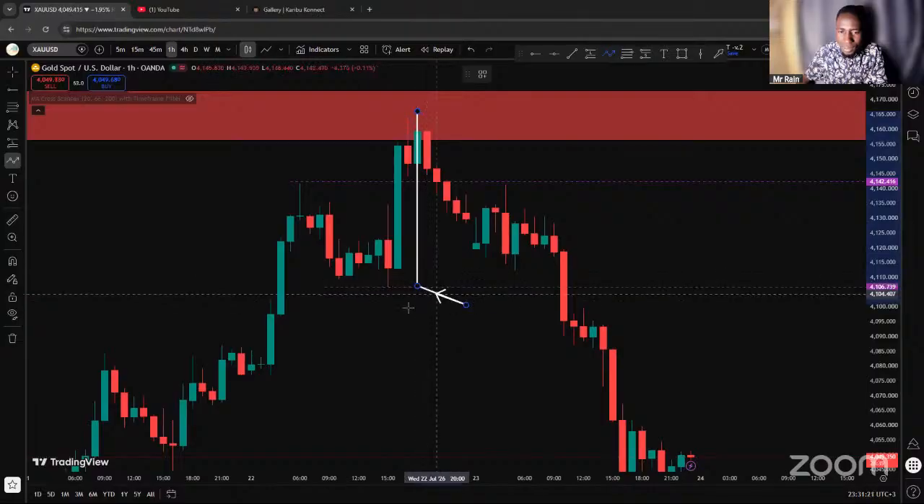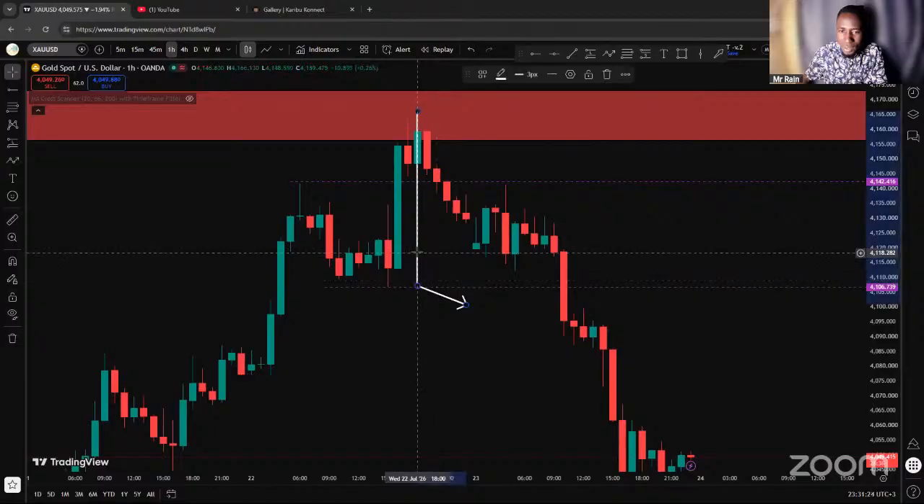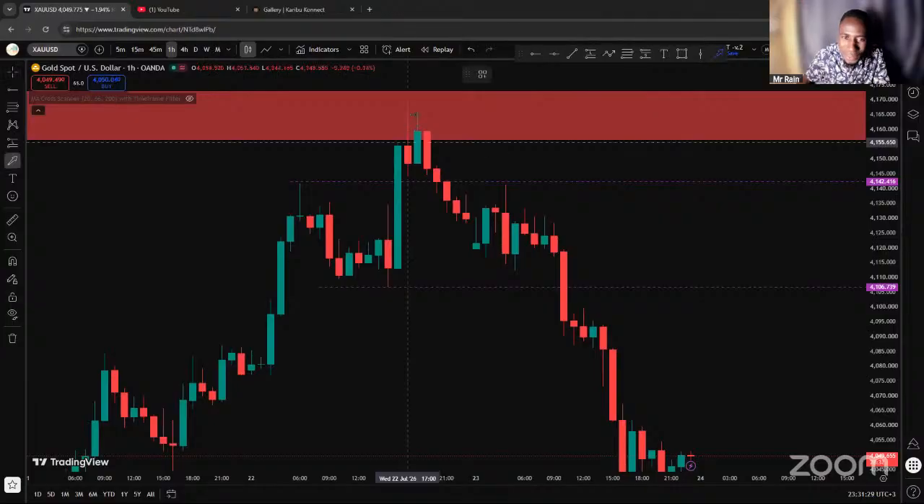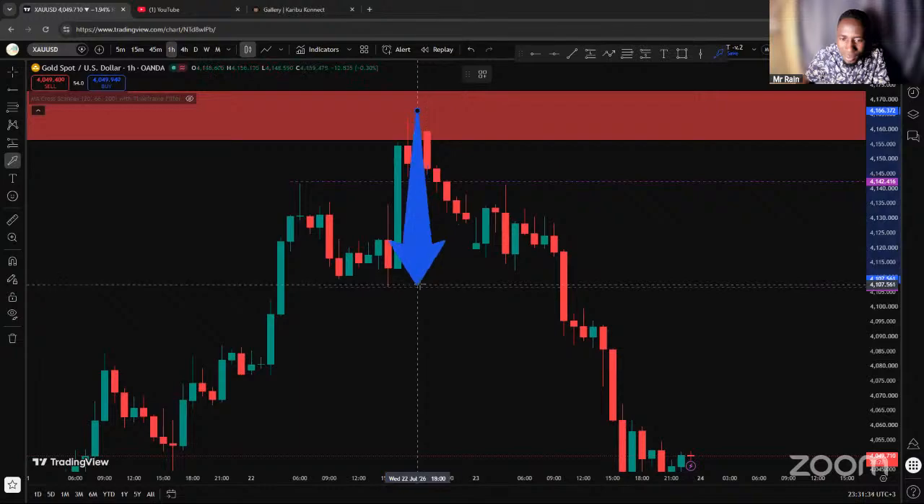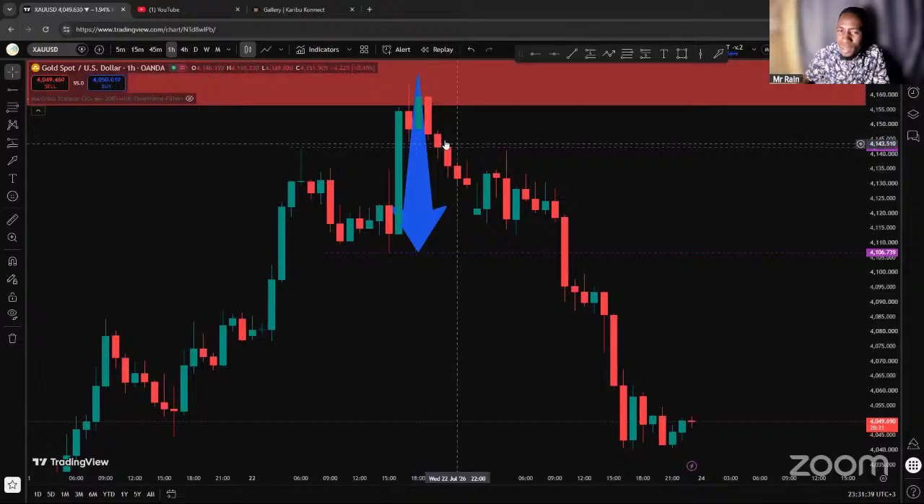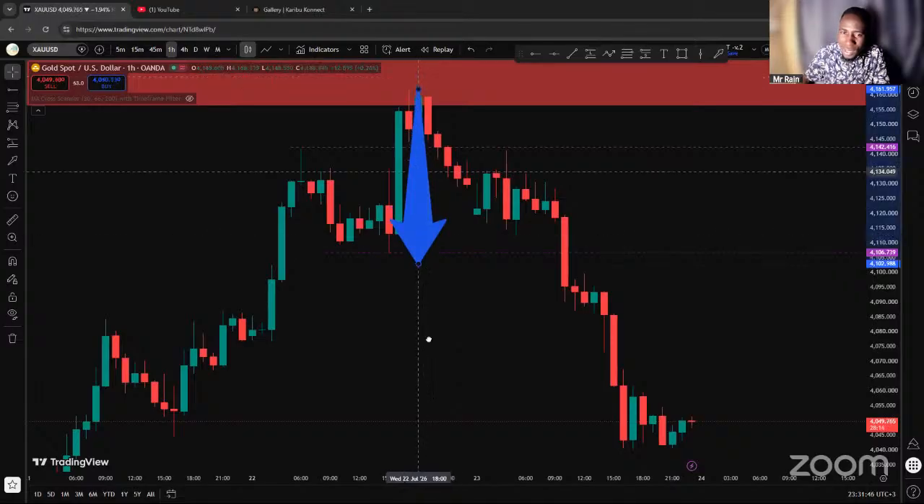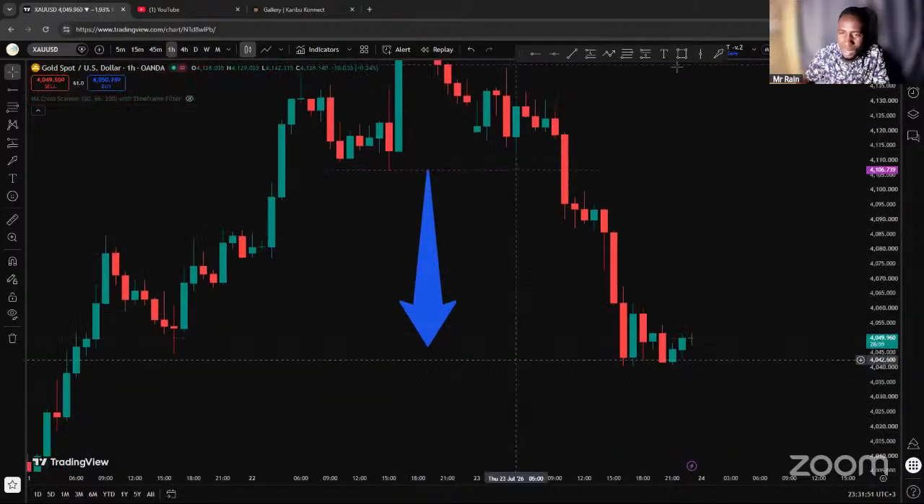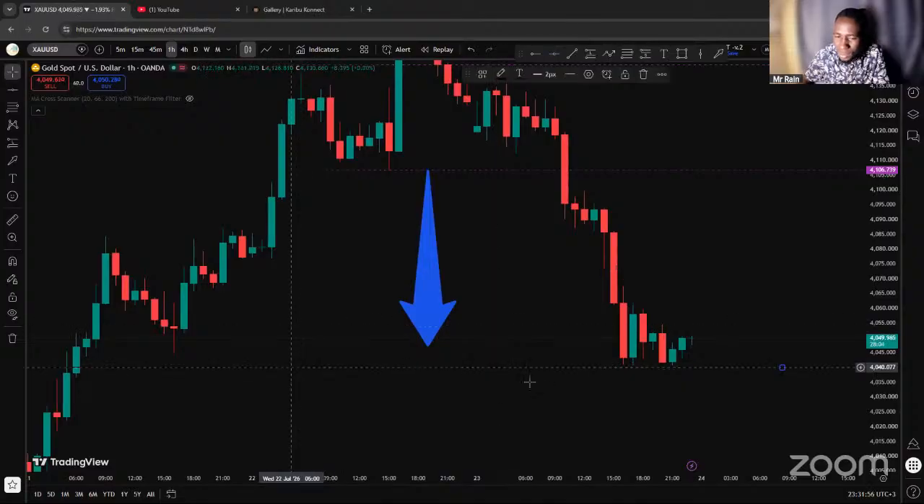Okay, sorry about that. I was taking the wrong tool. So let me use this arrow tool. Let me start from here to here. Around this area, this is the neckline. Price normally covers the same distance. A good head and shoulder, price will cover the same distance from the head to the neckline. And as you can see, we almost went all the way, just a few pips short.